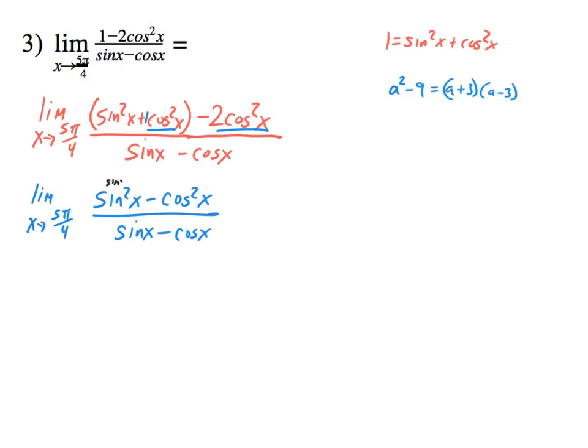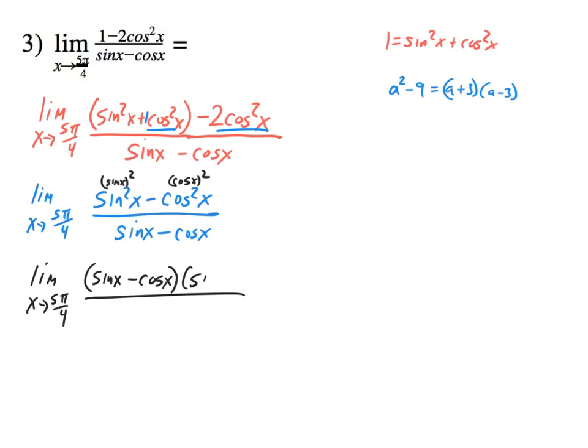So it's the same idea here. This is sine x squared. This is cosine x squared. And you're going to do difference of squares. So watch what happens. This becomes the limit as x approaches 5 pi over 4. The top is going to be sine x minus cosine x, and sine x plus cosine x. That is a difference of squares. See? Difference of squares, 1 plus, 1 minus. And on the bottom, we have sine x minus cosine x.